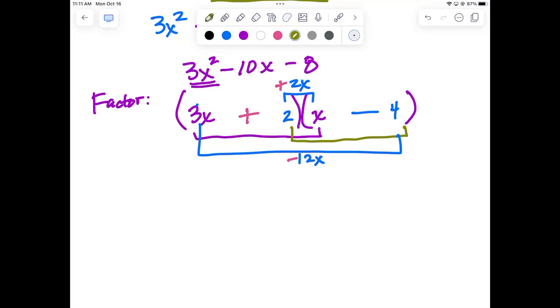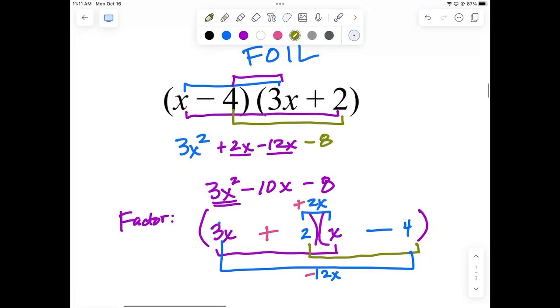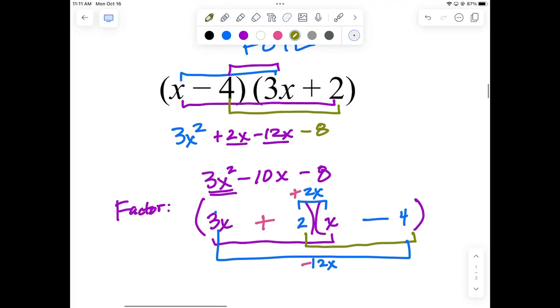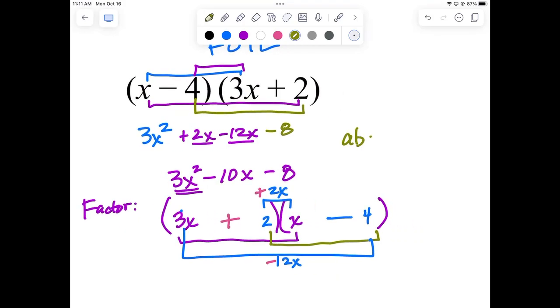Now, is that what we got up above? Oh, uh-oh. We got a slightly different answer. Is that the same answer, though? Yes, because multiplication can be done in any order, just like addition. You know what we call that property? A times B equals B times A.